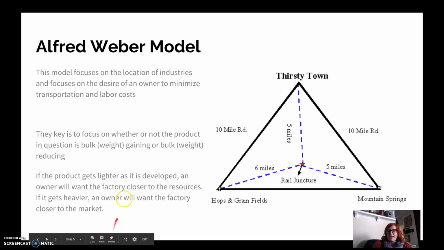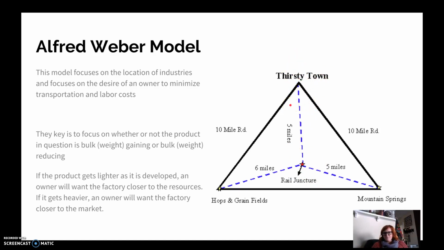Okay, so our model here is called Thirsty Town. You can do this with any product, but this is a bottling product, okay? So this is a 10-mile road. This is actually a beer bottling factory. So here are your resources. You have your hops and your grains. You have your mountain spring water. Here's a railway. This says 6 miles, 5 miles. And right here is where the market would be.